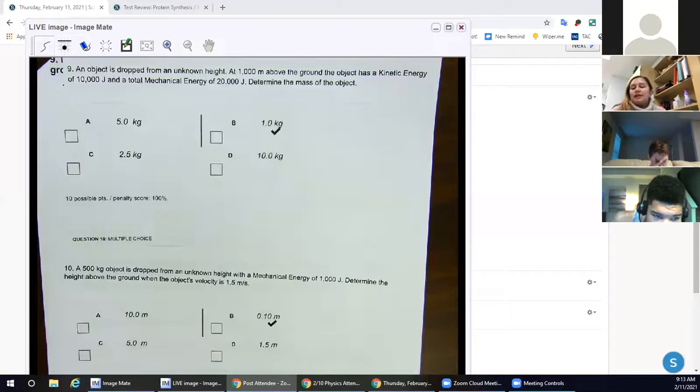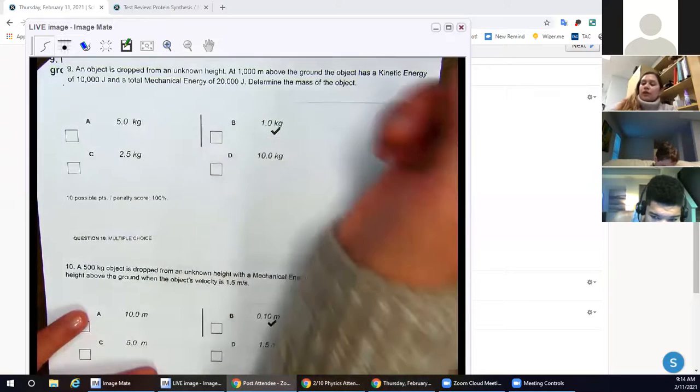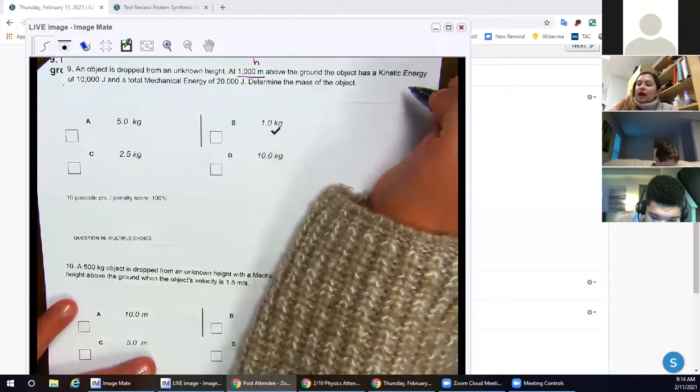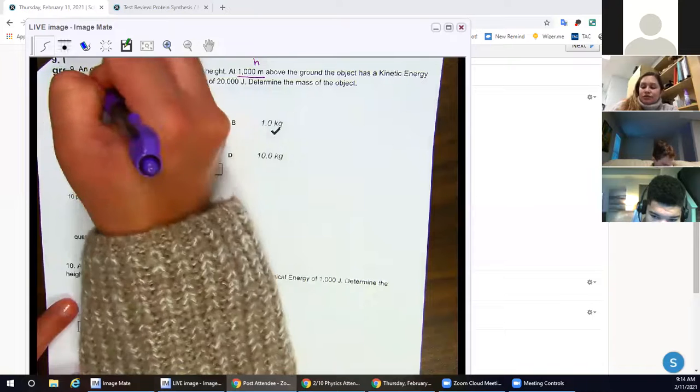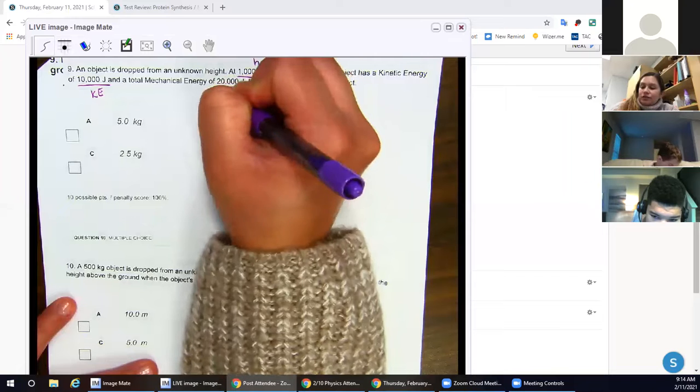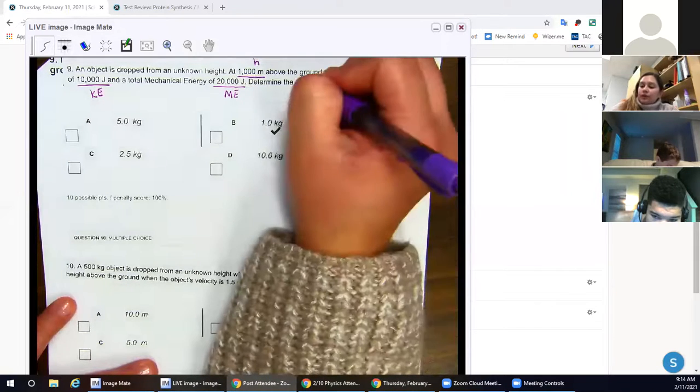So number 9 should have said an object is dropped from an unknown height. It's not dropped from 1,000, it's dropped from an unknown height. But at 1,000 meters above the ground, the object has a kinetic energy of 10,000 joules and a total mechanical energy of 20,000 joules. Now we need to determine the mass of the object. So at 1,000 meters, which is our height, the object has a kinetic energy of 10,000 joules and a total mechanical energy of 20,000 joules. We want to know the mass.